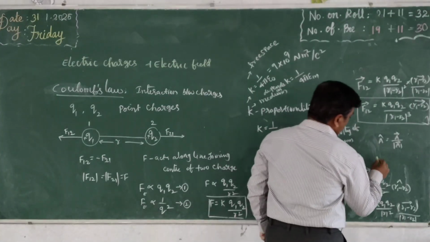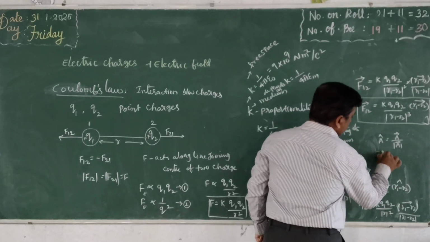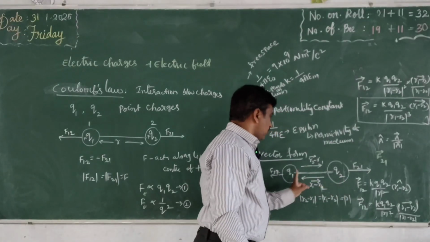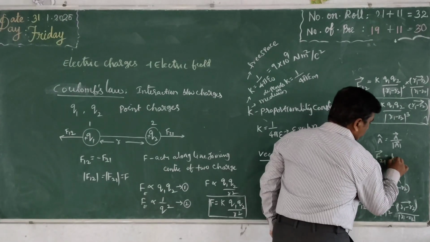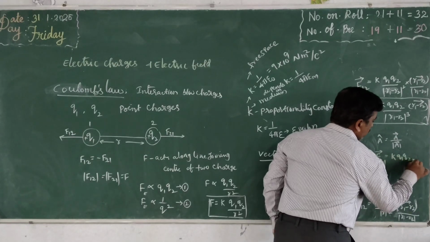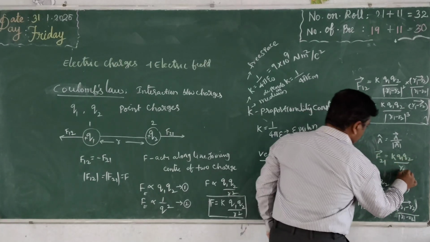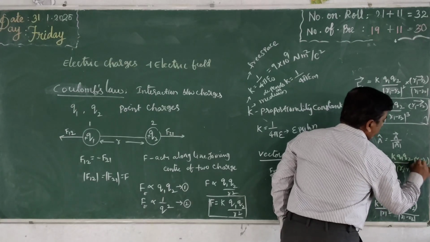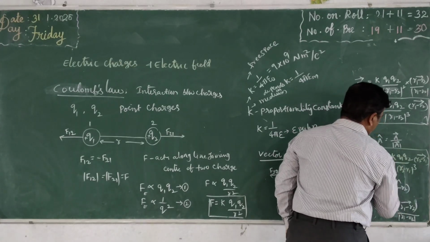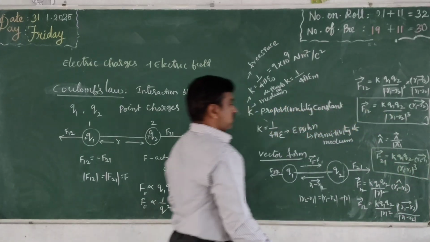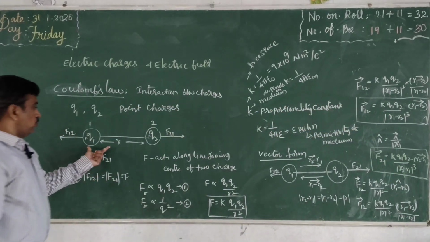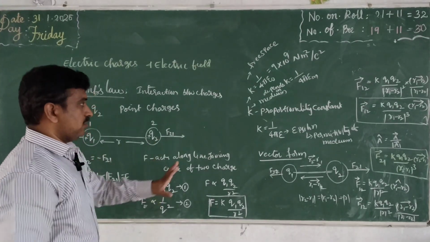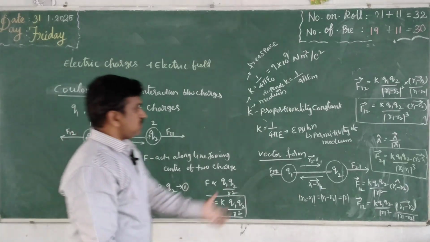For example, F21 is the force between the two charges, the force on the second charge due to the first one. We can write it in vector form as K Q1 Q2 by modulus of R2 minus R1 whole cube, times the R2 minus R1 vector. This is the vector form of the electrostatic force between the two point charges Q1 and Q2. This is the clear information about Coulomb's law as derivation. So this is the scalar form, and that is the vector form.